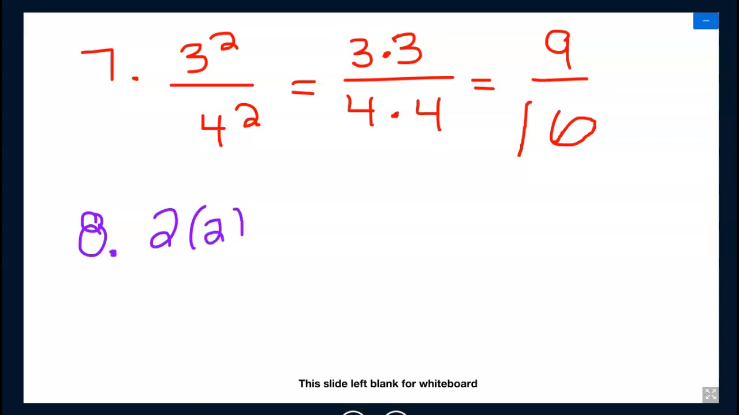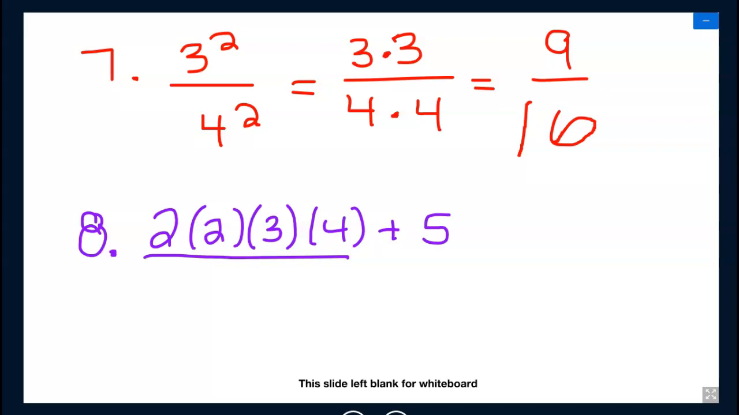So x is 2, y is 3, z is 4, plus 5. So we have to multiply all these numbers together. So 2 times 2 is, I know 2 times 2 is. What's 2 times 2, Zoe? Good. 4 times 3, Sarah? 12. All right, how about 12 times 4? Zoe? Perfect. All right, Ezra, what's 48 plus 5? There you go.